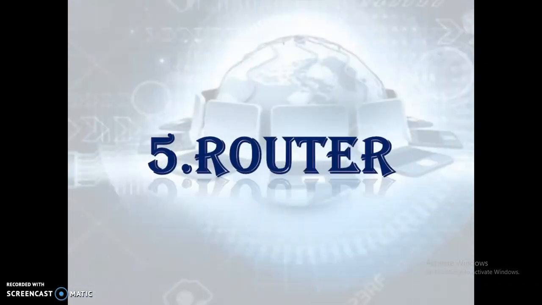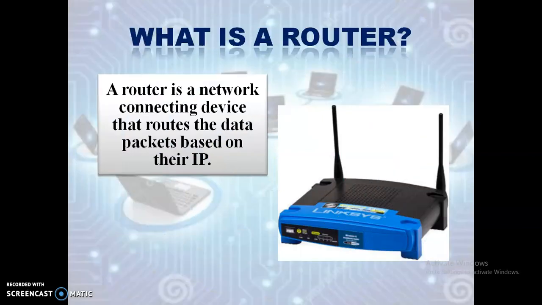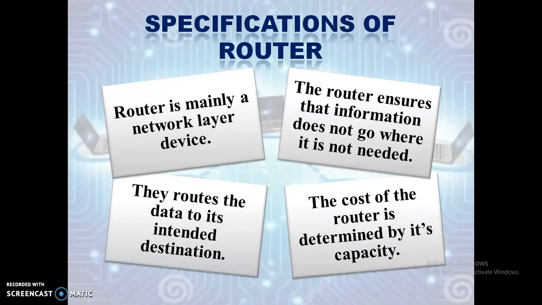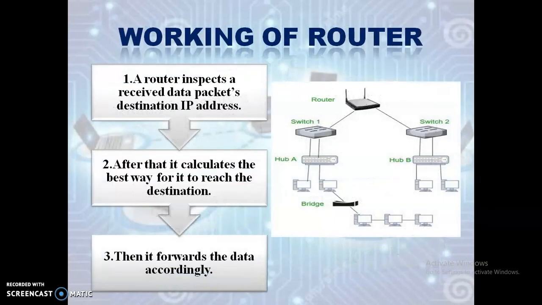Let us discuss routers. A router is a network device that routes data packets based on their IP. A router operates at the network layer of the OSI model. It routes the data to its intended destination, and ensures that the information does not go anywhere where it is not needed. A router inspects a received data packet's destination IP address. After that, it calculates the best way for it to reach the destination. Then, it forwards the data accordingly. This working of the router is explained in the figure shown.